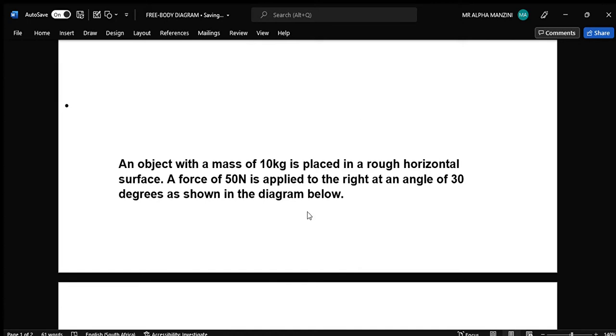Let's say we are given a statement that says an object with a mass of 10 kg is placed on a horizontal surface. A force of 50 Newton is applied to the right at an angle of 30 degrees, as shown in the diagram below.